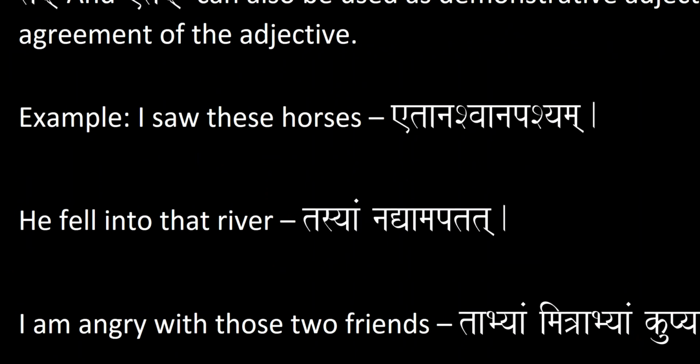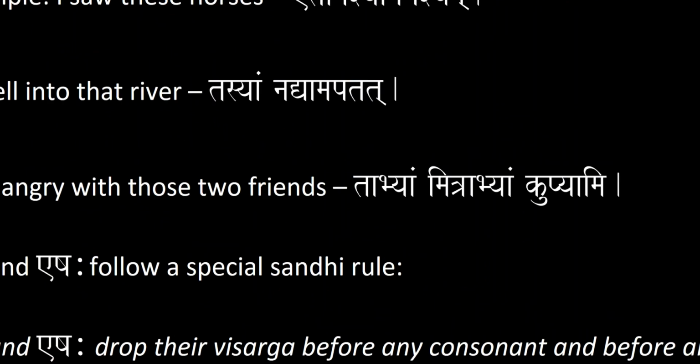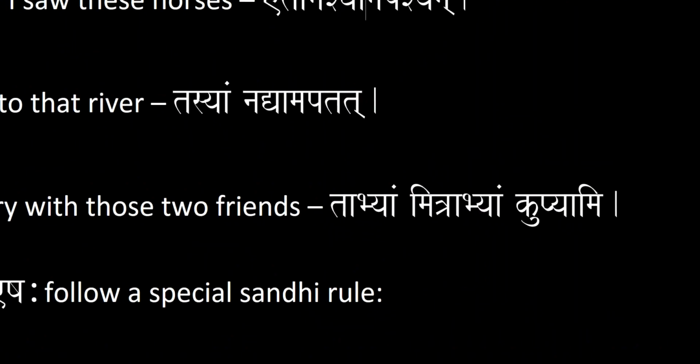"He fell into that river." "Into" is going to indicate the locative case. So that's why you're seeing tasyam. You're seeing tasyam in the feminine because river, nadi, is feminine. So you have tasyam nadyam apatat. He fell into that river. "I am angry with those two friends." So with those two friends, so with, that's instrumental. Two friends, so it's instrumental dual. That's why you're seeing tabhyam. So tabhyam mitrabhyam kupyami, I am angry.